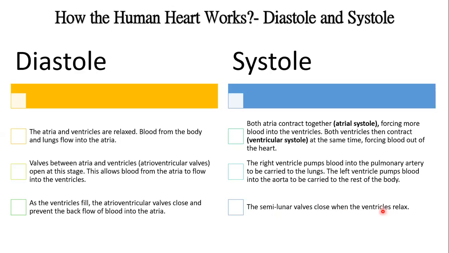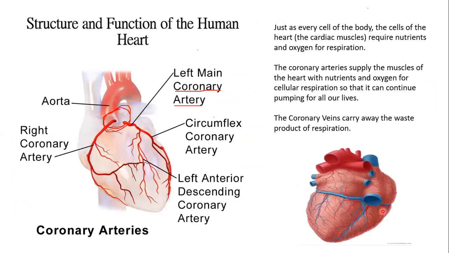then the semilunar valves would close, because when the ventricles relax, if the semilunar valves do not close, then the blood in the aorta and the pulmonary artery would flow back into the ventricles, and you do not want that to happen. Okay, so let me go back to a previous diagram to show you exactly what I'm talking about.